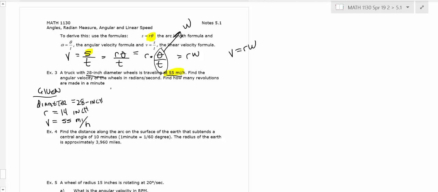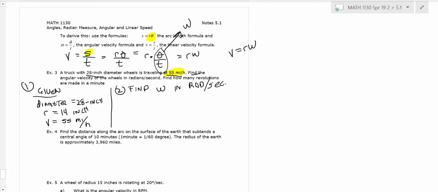Now, so we got that. I always kind of tell students, just write down what you're given. Now write down what you're trying to find. Well, what we're trying to find is the angular velocity. So we're trying to find omega in radians per second. Okay, so that's what we're trying to do.